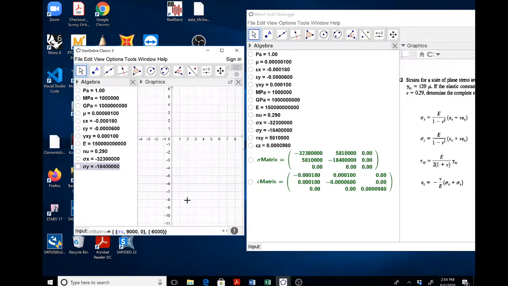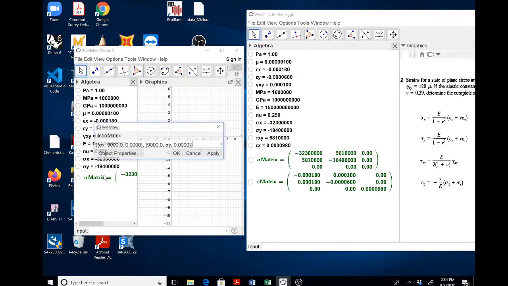I guess I'm being a little random here. 9,000. Sigma y. And then et cetera, et cetera, et cetera. So you can see that you would need three such rows, and three such columns for the sigma matrix and then the epsilon matrix.